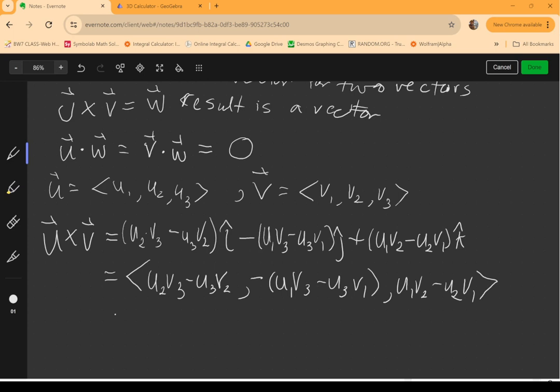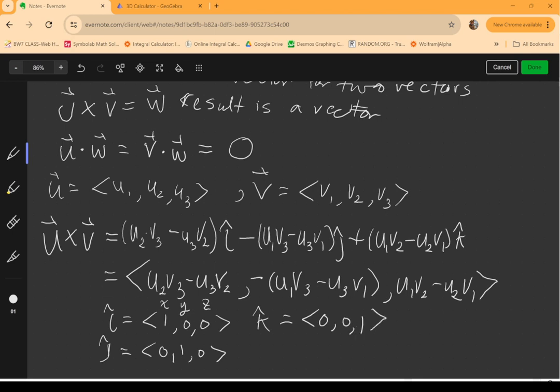Where again, the i hat is the component vector 1, 0, 0, right? j hat is the vector 0, 1, 0, right? Again, same as before, where the first was x, y, and then that third one that we add on, that'll be the z. And then our k hat is 0, 0, 1. Okay, so that is our cross product.